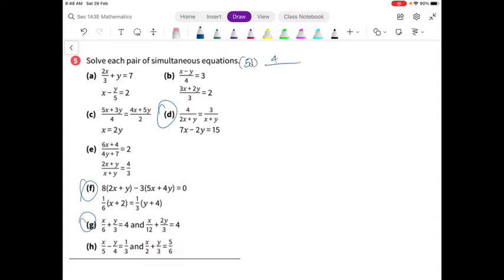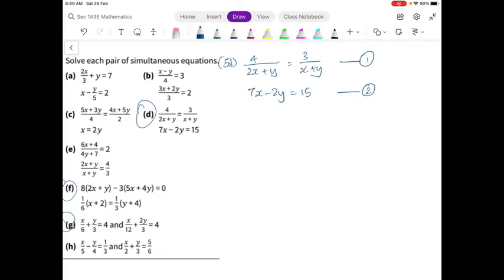So first equation, 4 over 2x plus y gives us 3 over x plus y. Call this equation 1. Next one, 7x minus 2y is 15. So call this equation number 2. Now, look at both equations. Is it easier to make either x or y the subject from equation 1, or is it easier to make either x or y the subject from equation number 2? So I believe many of you would choose equation 2 because we don't have to work with a fraction when you're making something a subject here. Okay, so go ahead. Let's try to make y the subject.